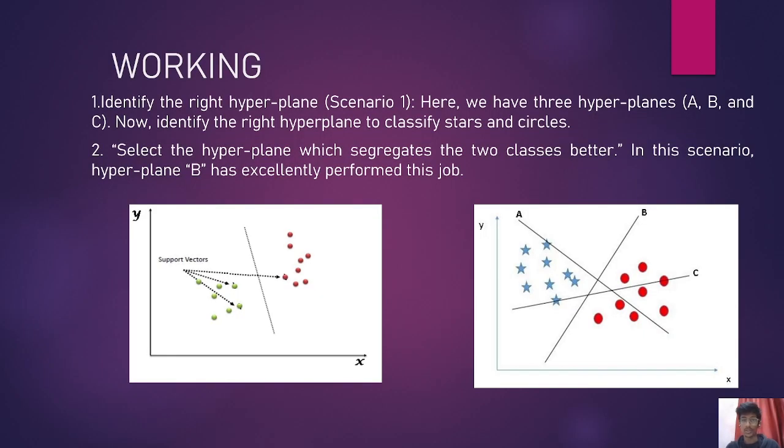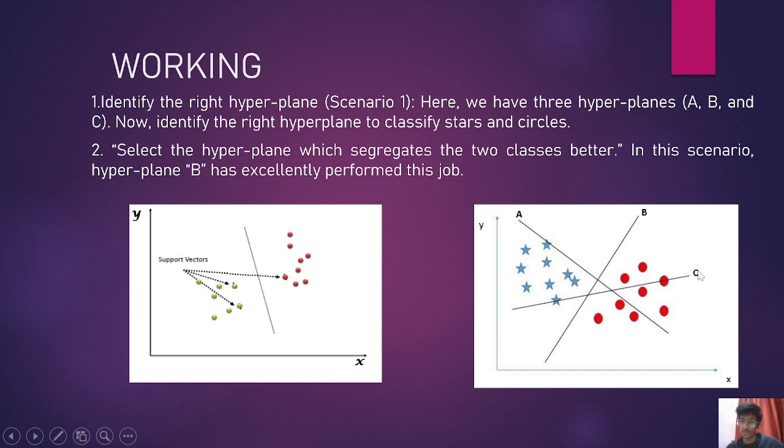Firstly, we have the first scenario: identifying the right hyperplane. Here we have three hyperplanes, A, B and C, and we need to identify the right hyperplane to classify the stars and circles. Looking at A, the star data is too close to A, and it is cutting through the circle data, so it cannot be A.